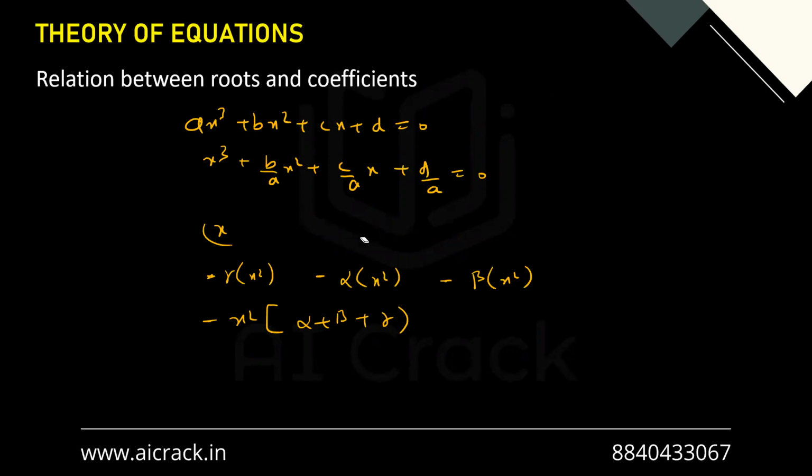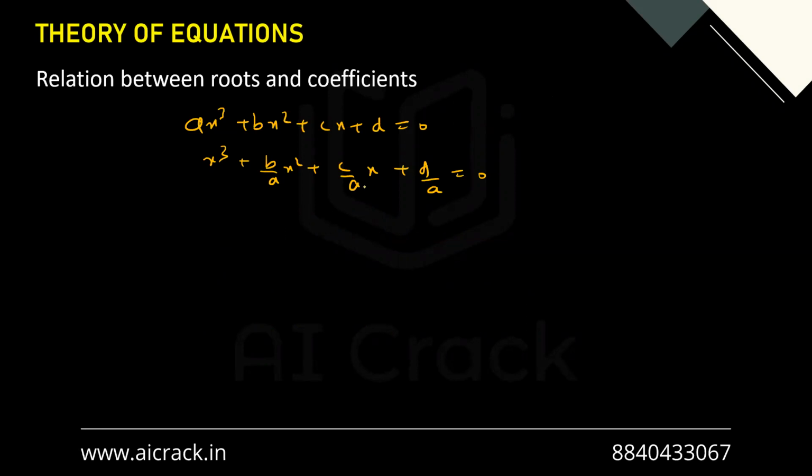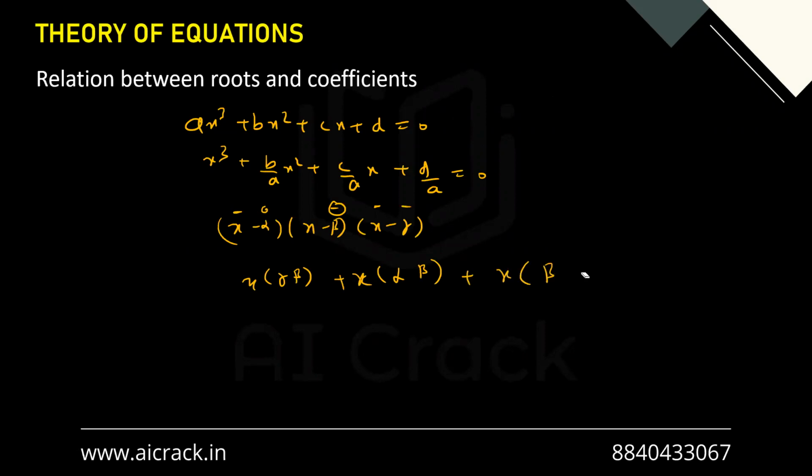Now, here's the tricky part. If I want the coefficient of x, in (x minus alpha)(x minus beta)(x minus gamma), what will happen? I'll take x from here, beta from here, and gamma from here. So that would give me x times gamma beta. Similarly, if I take x from here, beta from here, and alpha from here, I'll get x times alpha beta. Similarly, I'll also get x times gamma alpha. So I can clearly see that this is alpha beta plus beta gamma plus gamma alpha. So basically, it is the summation of products of roots taken two at a time. And if I compare it, this value would become c by a.